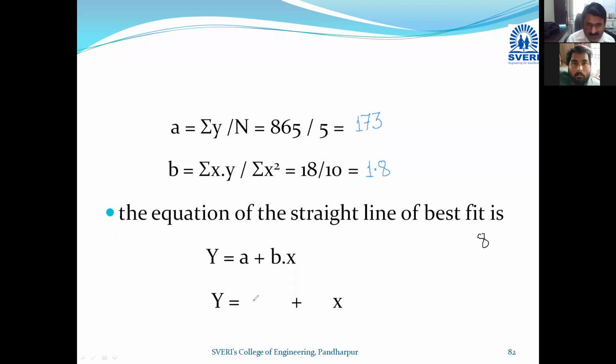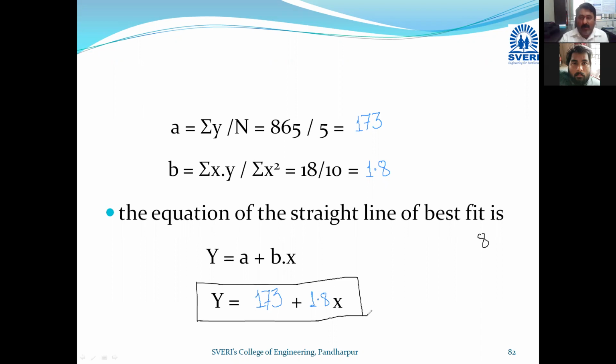And now we are having the equation y is equal to a plus bx. So I can write here y is equal to a, 173, plus bx. B is 1.8 into x. Now, friends, this is the straight line equation, y is equal to a plus bx. Now, for whatever year you want to calculate the value, you can just proceed further and you can tell the further answer. Okay, so up to this. Now let us proceed further.